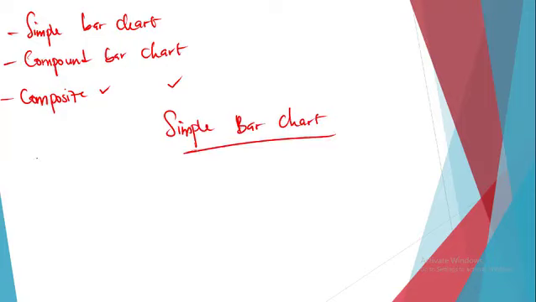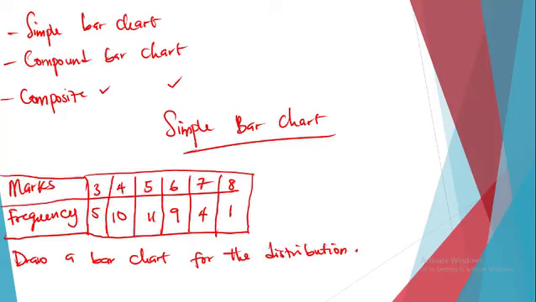Okay, an illustration. Let's start with one example. Here is an example on the screen. It says we should draw a bar chart for the distribution on the table. We have our mark. Under 3 we have frequency to be 5. Under 4 we have frequency to be 10.